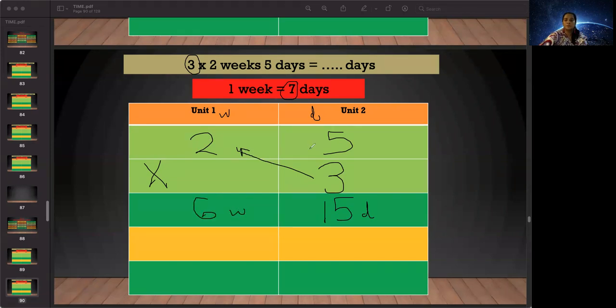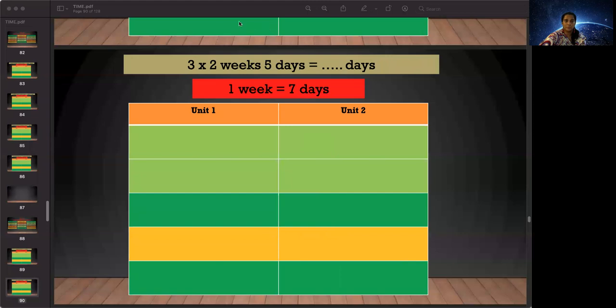Now our question is asking us to answer in days. What we can do now is change this 6 weeks to days. For that, you multiply 6 with 7, the conversion number. 6 times 7 is 42, so you would write 42 days. Then you add your 15 days. Here we will have 7 and then 5, so you will have 57 days. So this is how you can answer this question.